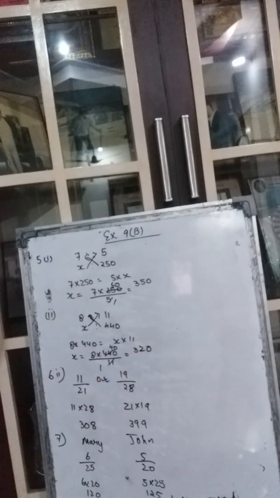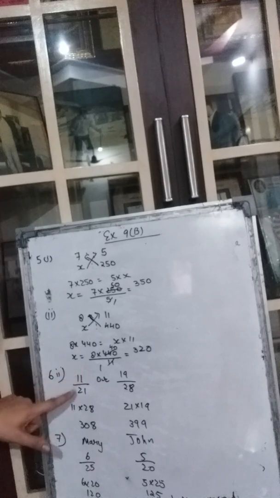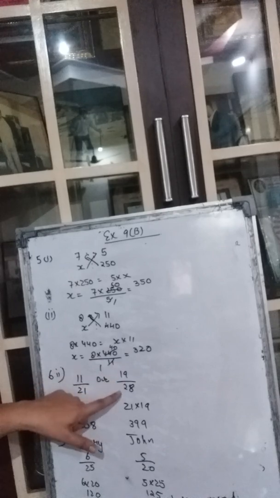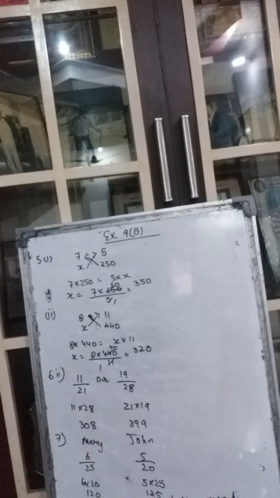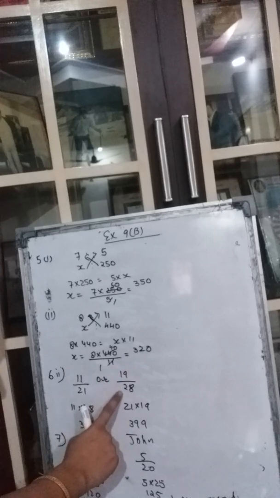Now, let's do the sixth question. It is about comparing two ratios. Which ratio is greater? Let's do the second part here: 11 upon 21 or 19 upon 28. Whenever two ratios are given to you, there are various methods of comparing these. But the easiest method is to do the cross multiplication. But you have to write under the correct heading. Write the ratios, whatever the ratios are given to you, that we have to compare.